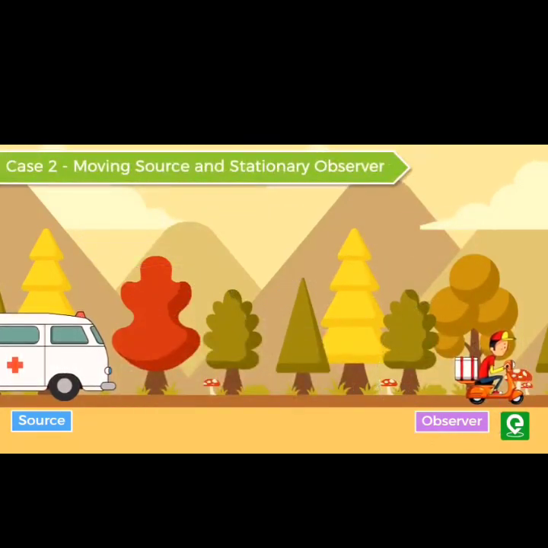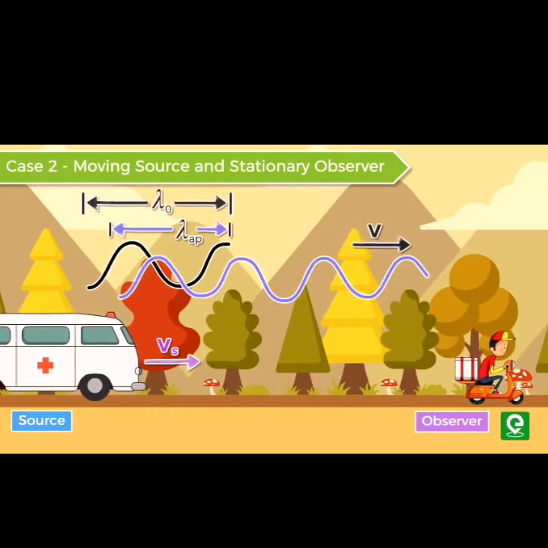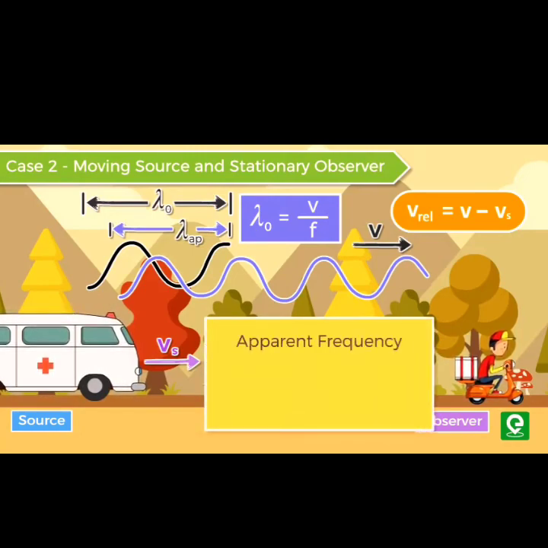Case 2. Moving source and stationary observer. When a source moving with velocity vs produces a sound wave of frequency f and the waves travel towards an observer with velocity v, then it has the wavelength lambda naught equal to v divided by f. The relative speed of sound reaching the stationary observer is equal to v minus vs. Therefore, the apparent frequency of sound heard by the observer, f dash, is equal to f into v divided by (v minus vs).